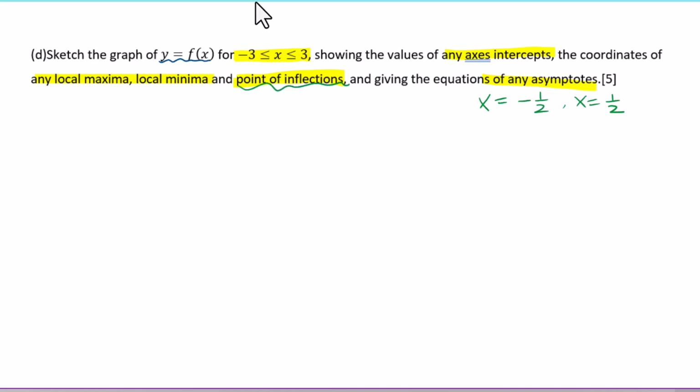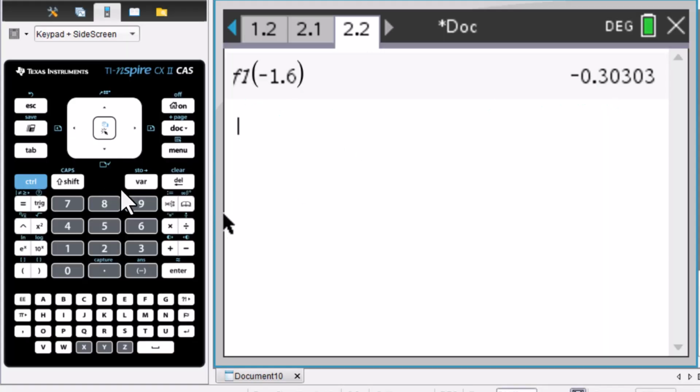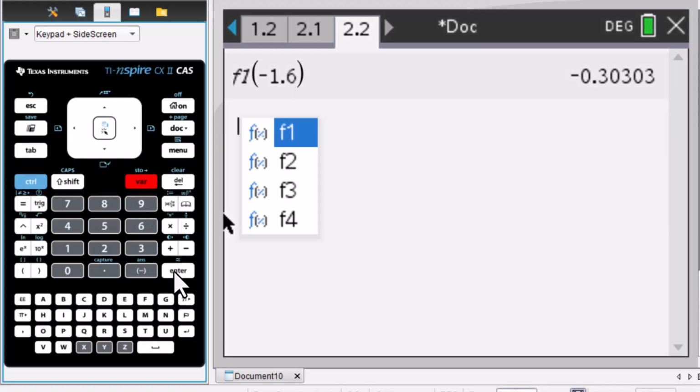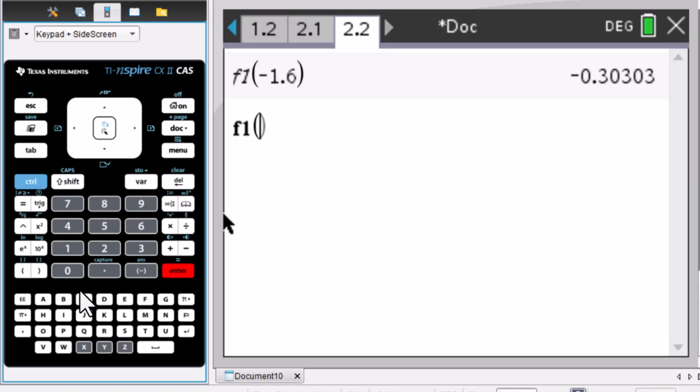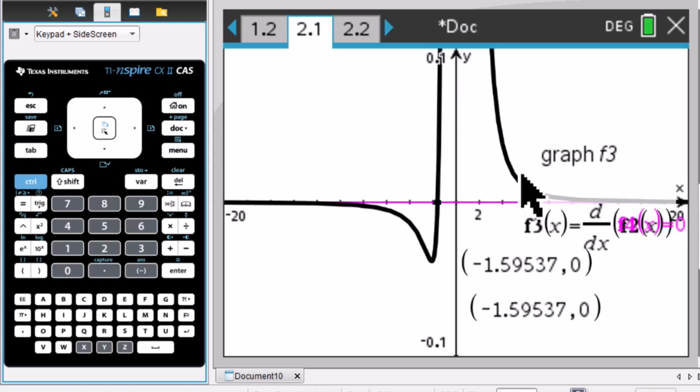Point of inflection, -1.60, -0.303. Y-intercept: we can use variable 1, then 0, enter. 0, -2 is the y-intercept. Control left arrow, go to page 2.1.